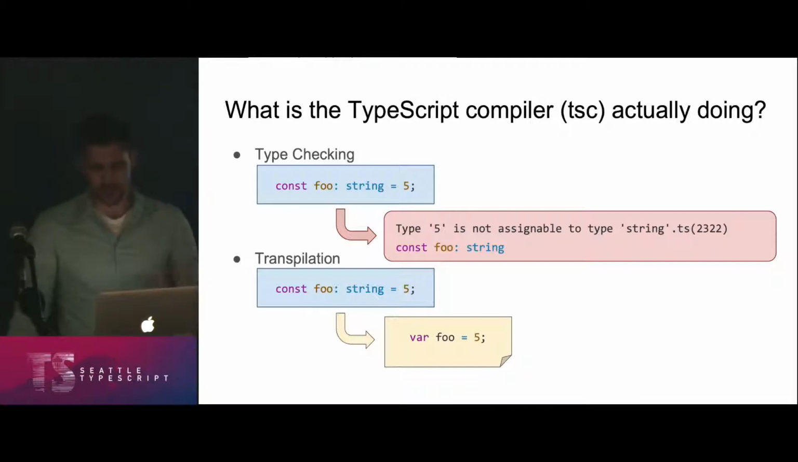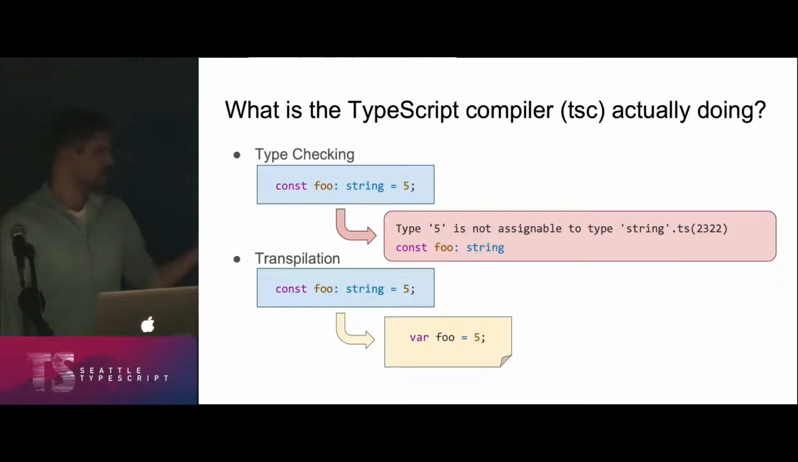So what is the TypeScript compiler actually doing? It's kind of doing two main things. One is type validation, and the other one is transpilation, or the actual act of converting TypeScript to JavaScript. So the example that I have above, you have a constant named foo of type string that you're assigning to a numerical value of 5. Passing into TypeScript, that'll complain, obviously, because you can't assign a number to a string. So it'll complain with the following error.